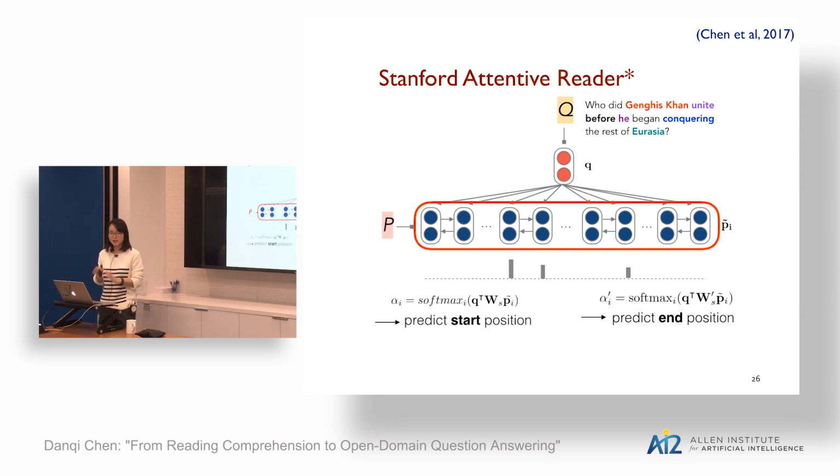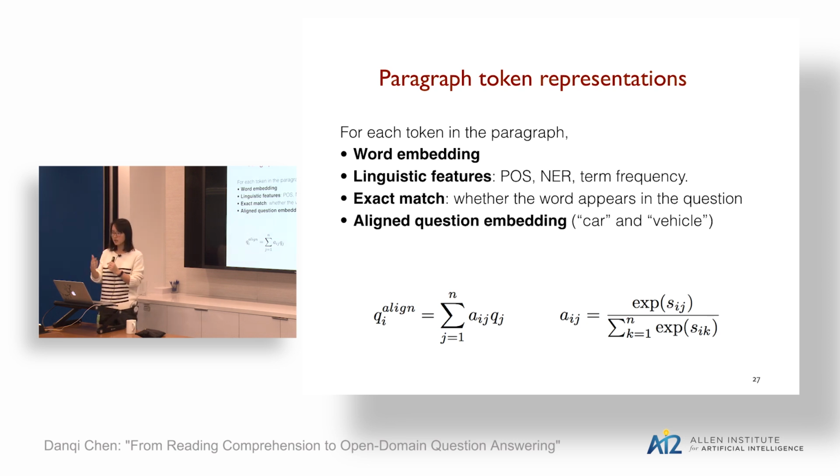So what we have actually changed from the Stanford attentive reader is how we represent the paragraph. We consider several components in the paragraph-level token representations, which include not only the word embedding and linguistic features, but also two more sets of features. One feature we call exact match, which is basically just a 0-1 feature indicating whether the word appears in the question or not. And also we have this aligned question embedding. Basically, we are trying to model the similarity between words in the vector space. So we compute the similarity between the different words and then compute a weighted average of the word embeddings. So we call it aligned question embedding.